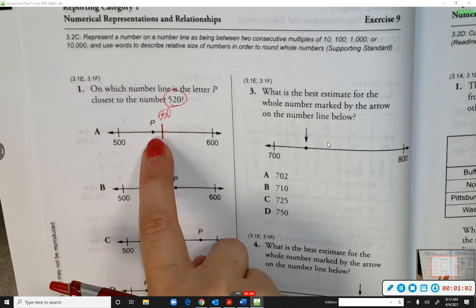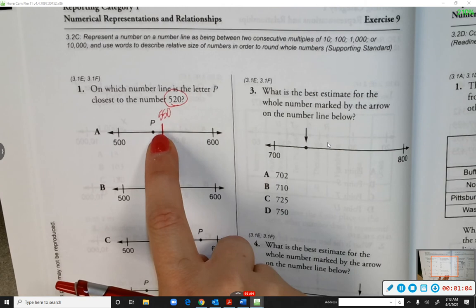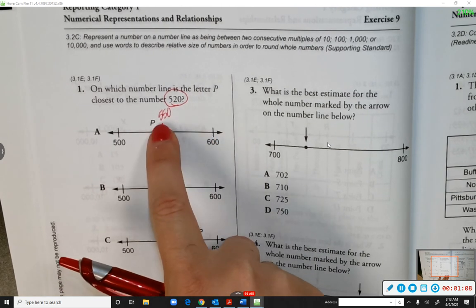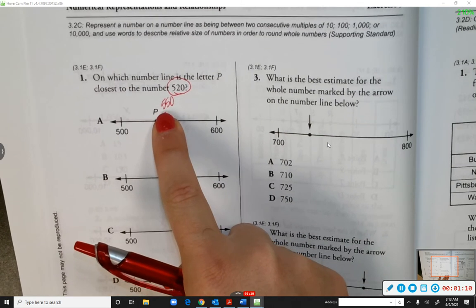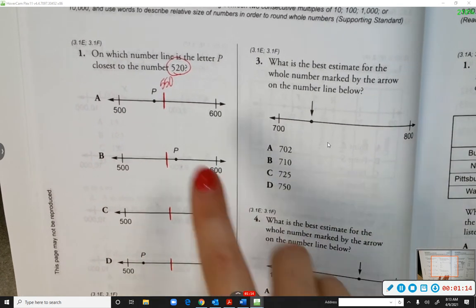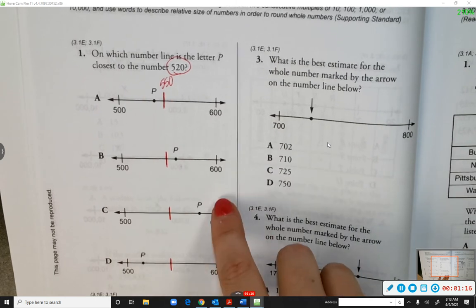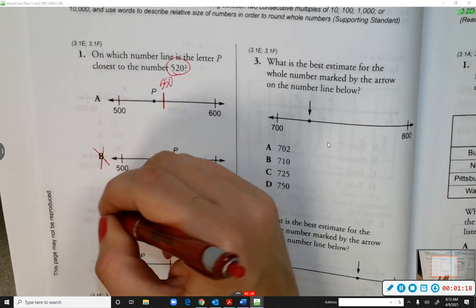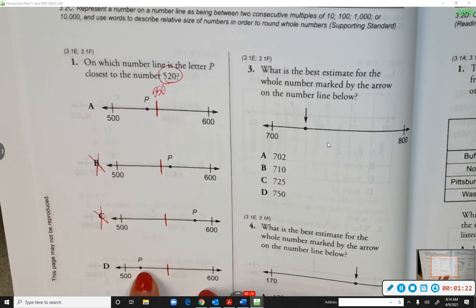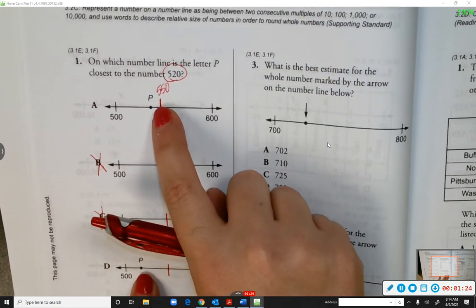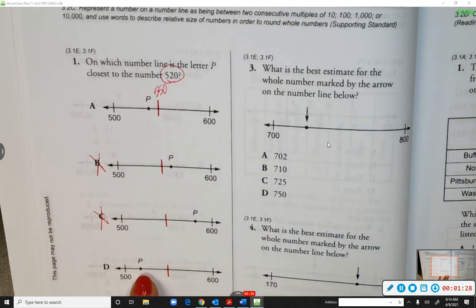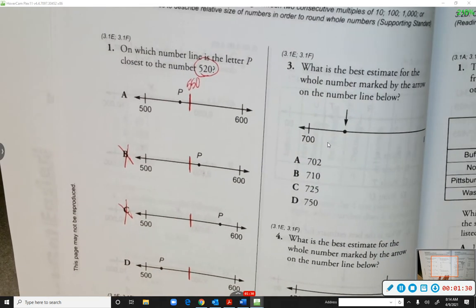Okay, good. So I can automatically eliminate any ones that are over here to the right because that would make it more than 550. It has to be less. Okay? So B is wrong and C. So now we need to look at A or D. Okay? Here is point P on D, and then right here it's pretty close to 550. What number would be close to 550?